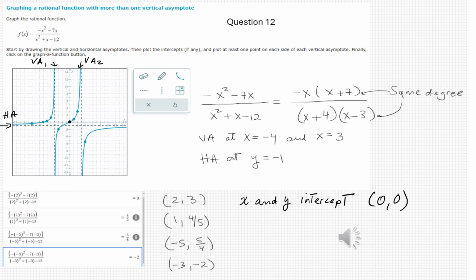Now, in order to find the vertical asymptote, it is the zero of the polynomial in the denominator, which is negative 4 and positive 3. I plot that. Two vertical asymptotes. And the horizontal only one, using the leading coefficient, which is minus x squared divided by x squared, positive, is negative 1. This is the horizontal asymptote.